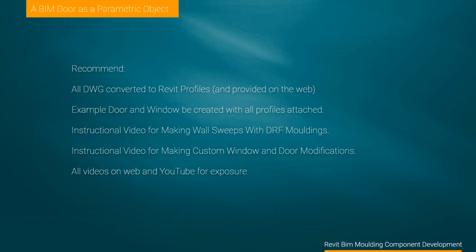And then to support all of that activity, at least 2 types of instructional videos. One about just in general making wall sweeps of Dahlstrom moldings, and sweeps in general, sweeps around the BIM window and door component, and wall sweeps along actual walls. And to support that, the idea of making custom sweeps on BIM models or BIM windows and doors that they would import from other manufacturers. And then all of these videos being available on the web and on YouTube for extra exposure.